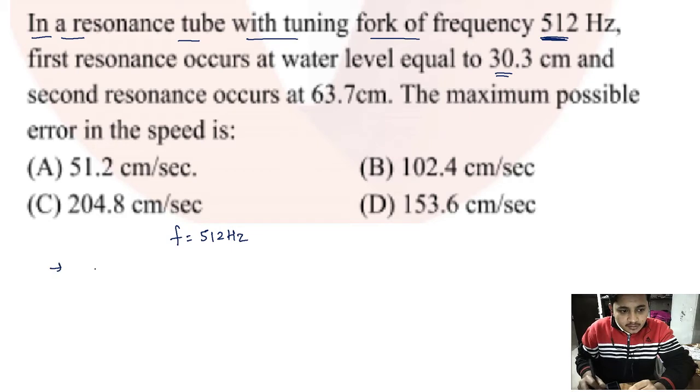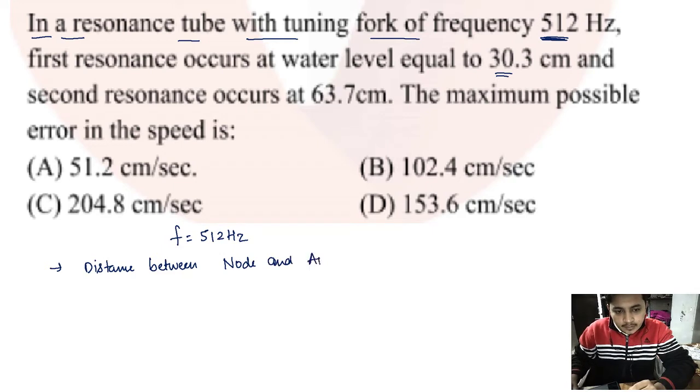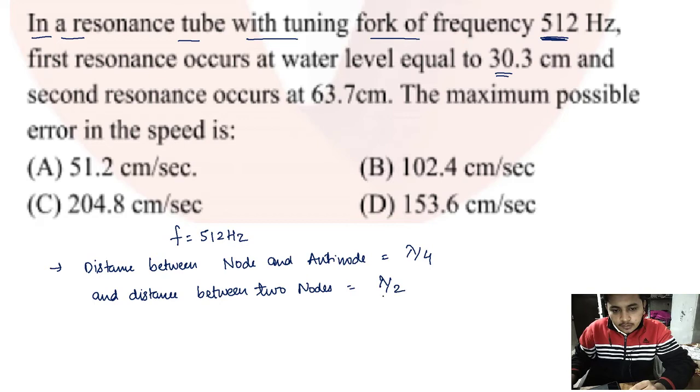So first is distance between node and antinode is equals to lambda by 4, and distance between two nodes, that is equals to lambda by 2.